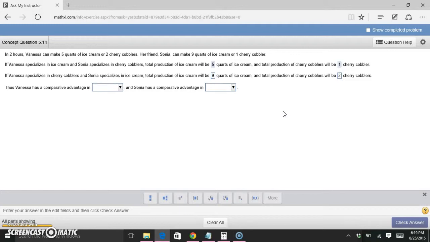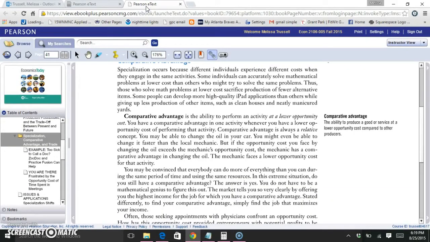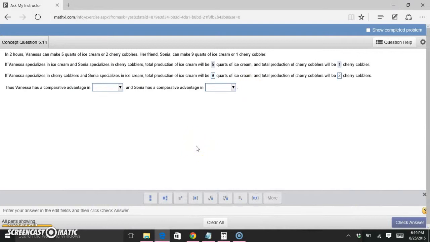So the last part of the question is about comparative advantage. We want to know who has the comparative advantage in each of the 2 desserts. And it's helpful here to remember the textbook definition of comparative advantage. The textbook definition tells us that comparative advantage is the ability to produce a good or a service at a lower opportunity cost compared to other producers. So what we need to know is, what is the opportunity cost to each girl for making each dessert?